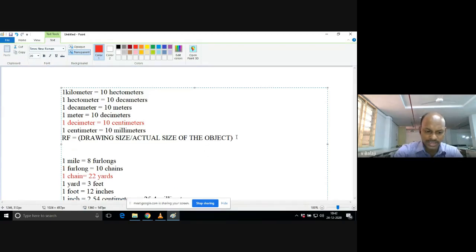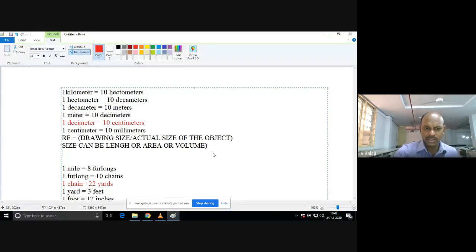But size can be length or area or volume. So you remember, initially we are discussing RF in terms of length only. What happens if the problem changes to area? You take RF is equal to square root of drawing size by actual size.